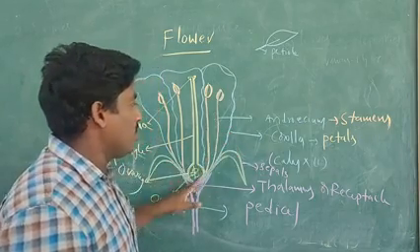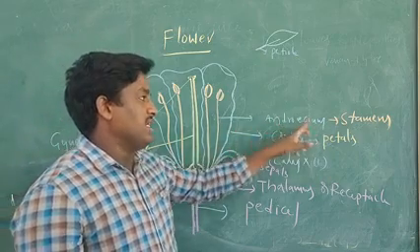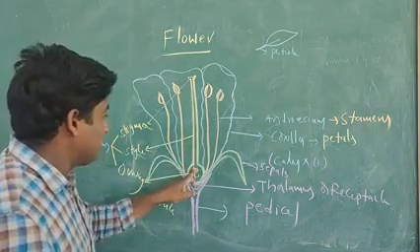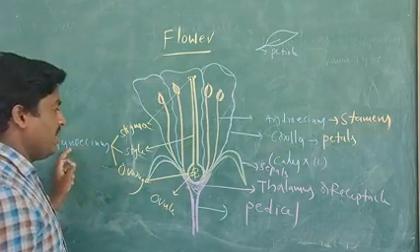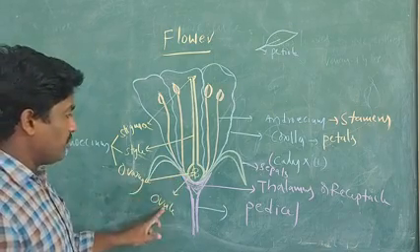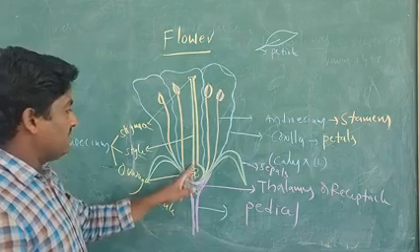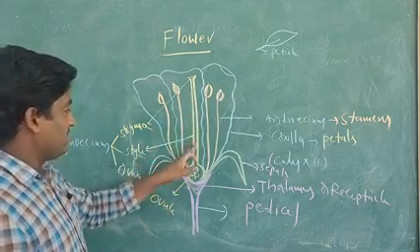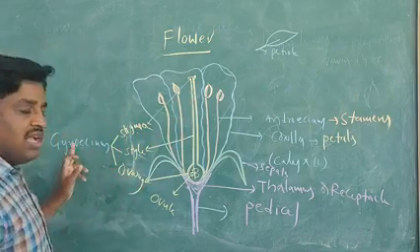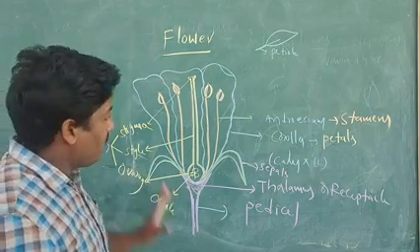And the third circle inside is the androecium, the production of stamens, the male reproductive part of the flower. And the fourth circle, central region, is the gynoecium, consisting of the ovary. Inside the ovary, ovules are produced. At the tip of the ovary is a tube-like structure called the style, and at the tip region of the style is the stigma. The gynoecium is the female reproductive part of the flower.